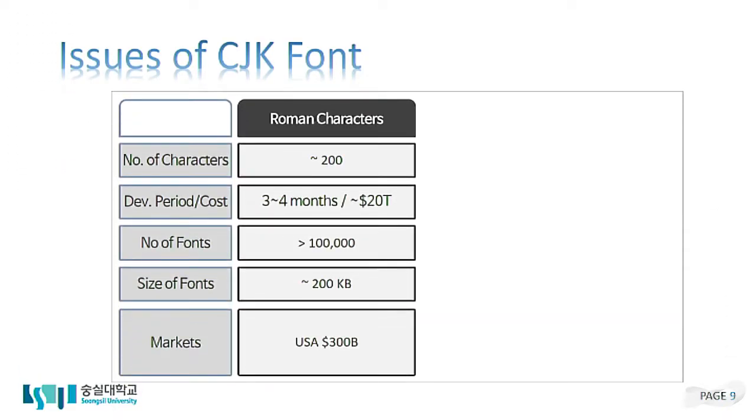But the problem is a totally different thing. For Roman characters, the alphabet, people need to design only about 200 characters. It's so simple. Development time is 3 to 4 months, and the cost is, for example, $20,000. So there is a bunch of fonts available, more than 100,000 styles of different fonts. The size is small and the market is too large.